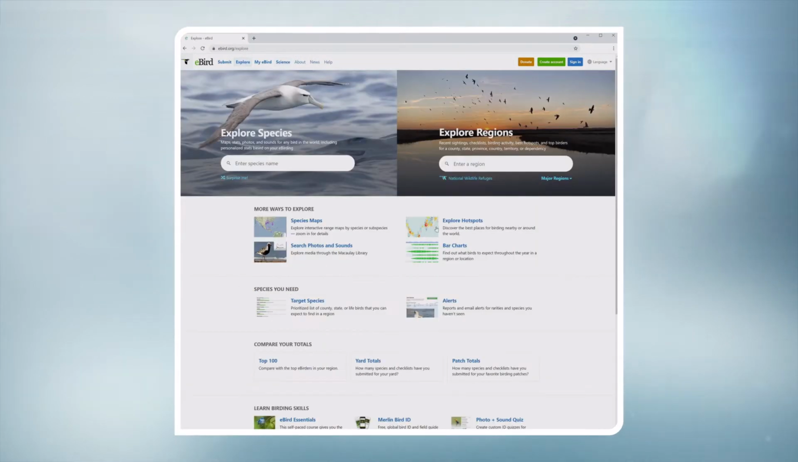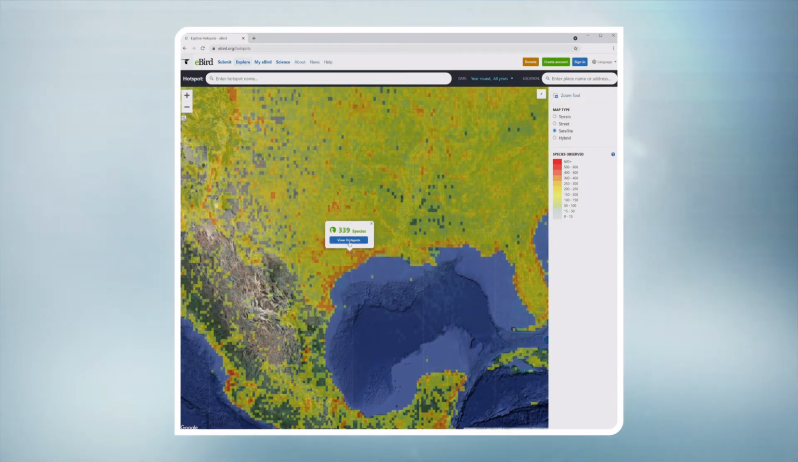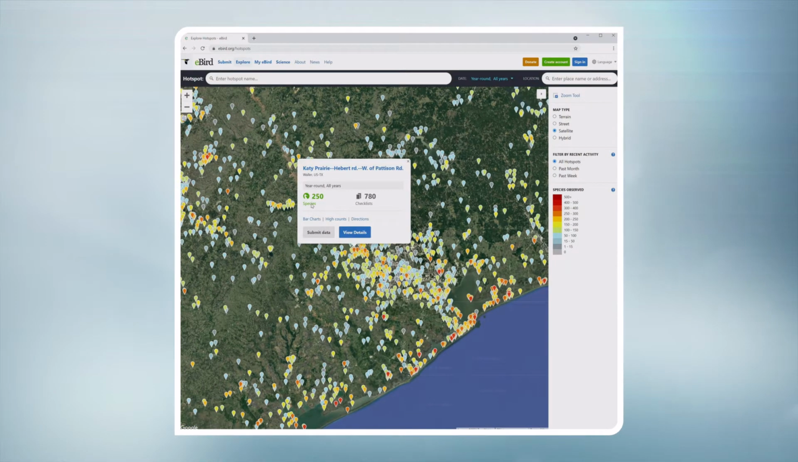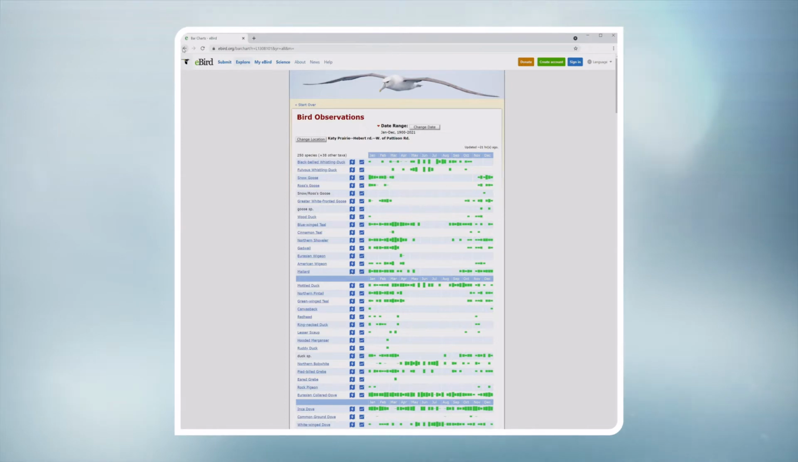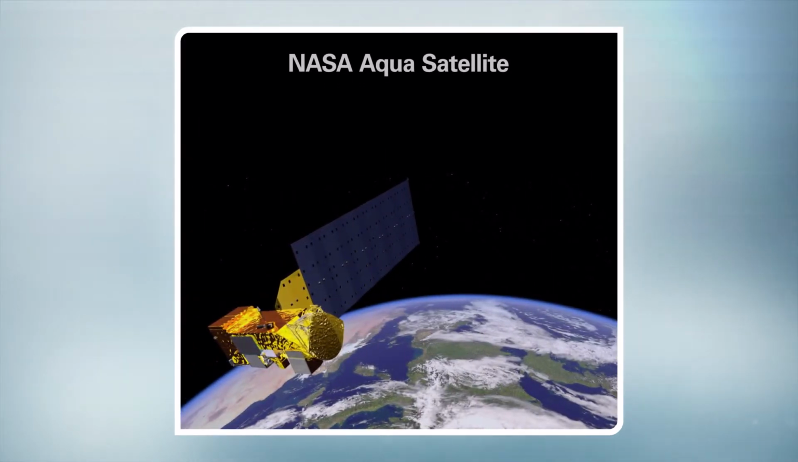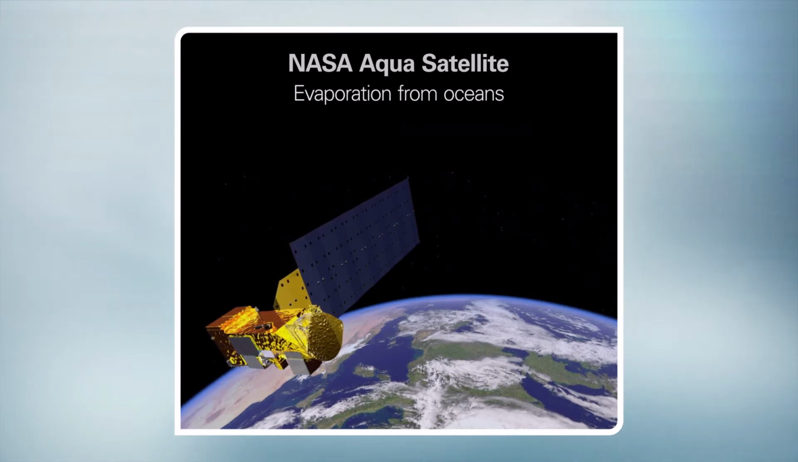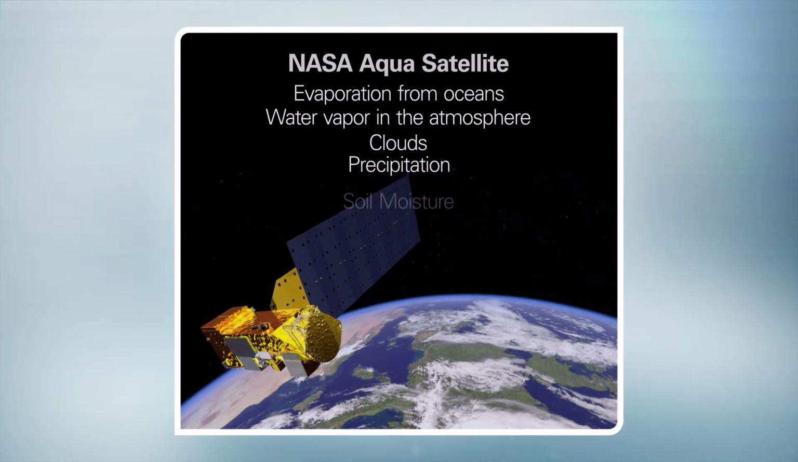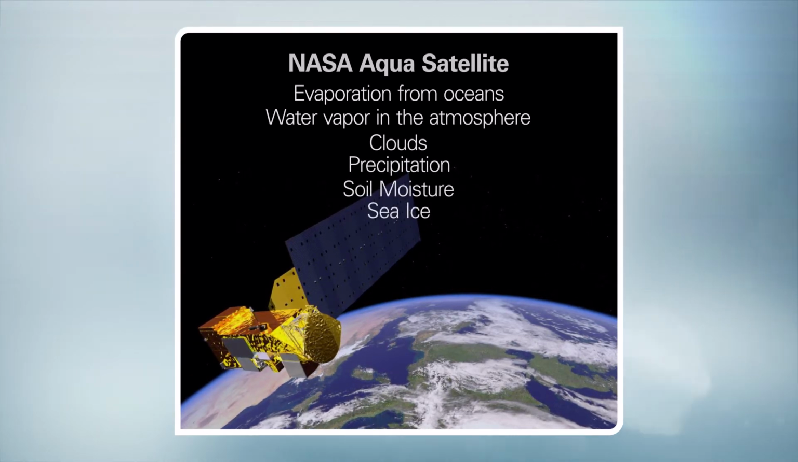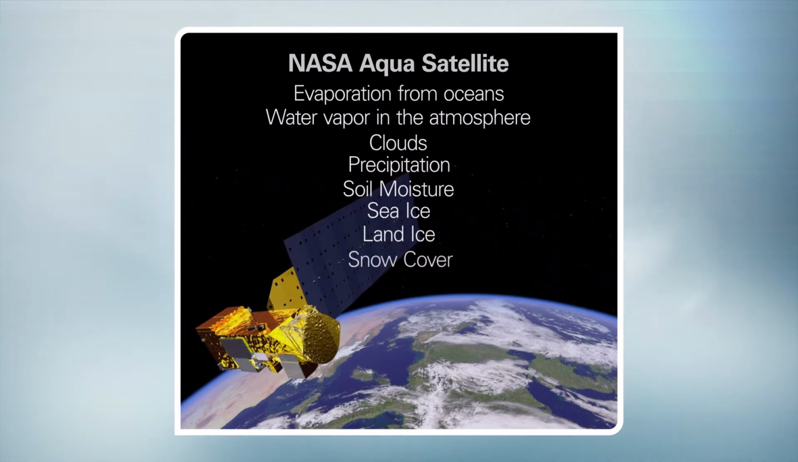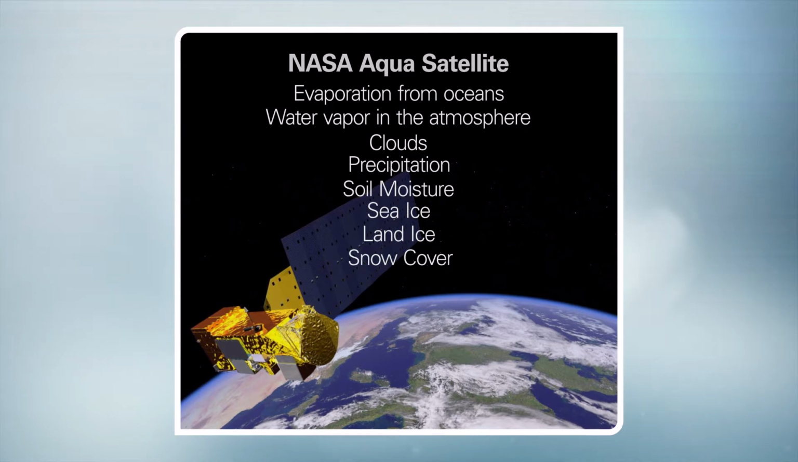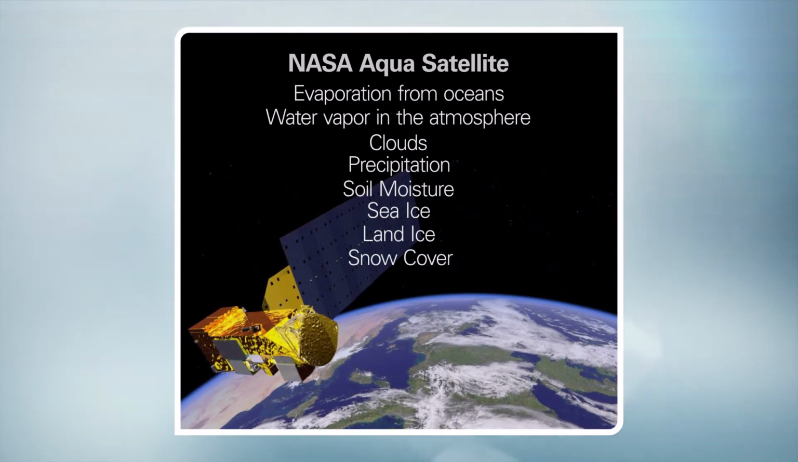Through eBird, an online bird database, and NASA Earth observing satellite data, we can view the life cycles of birds, which ultimately helps us understand our bird populations. NASA's Aqua satellite can measure evaporation from oceans, water vapor in the atmosphere, clouds, precipitation, soil moisture, sea ice, land ice, and snow cover on the land and ice. The data gathered helps NASA identify how weather and climate change is affecting birds.